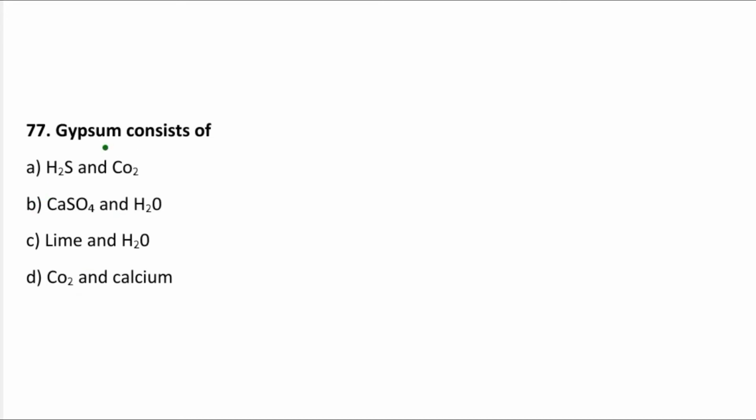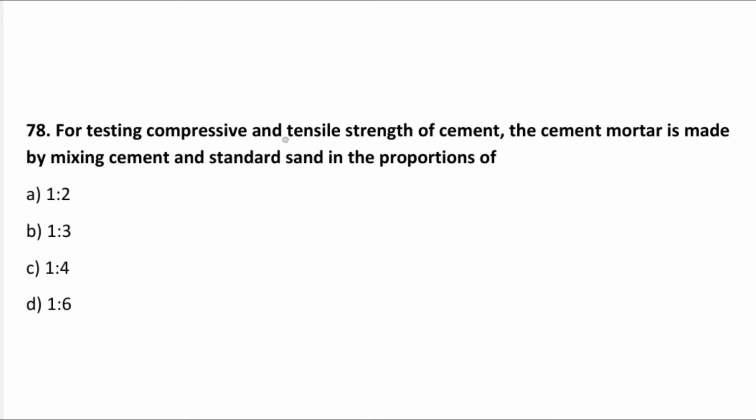So next question, gypsum consists of option A H2S and CO2, option B CaSO4 and H2O, option C lime and H2O, option D CO2 and calcium. So the correct answer is option B, CaSO4 and H2O. So next question, for testing compressive and tensile strength of cement, the cement mortar is made by mixing cement and standard sand in the proportion of option A 1:2, option B 1:3, option C 1:4, option D 1:6. So the correct answer is option B, 1:3.